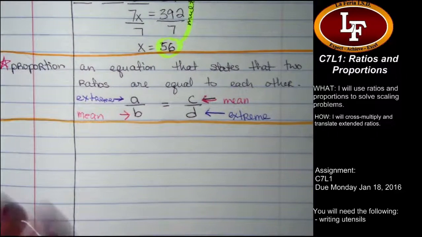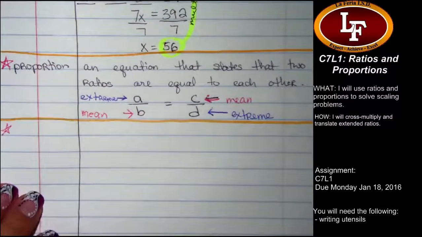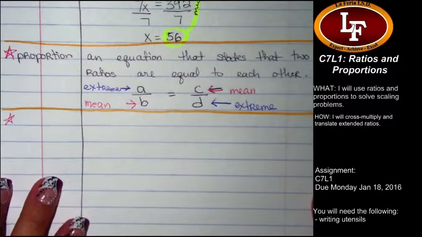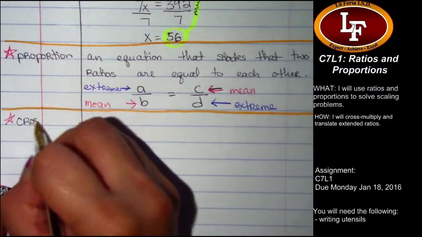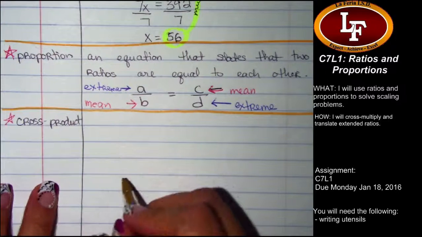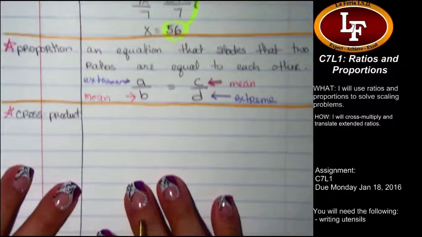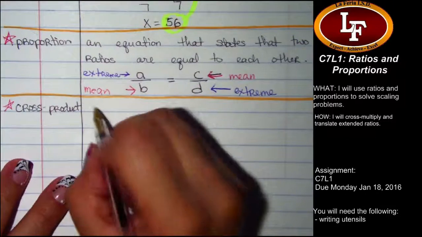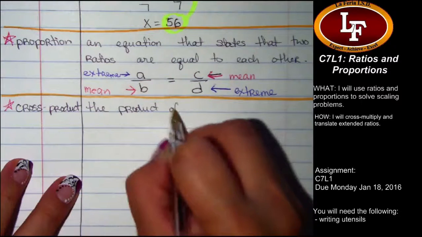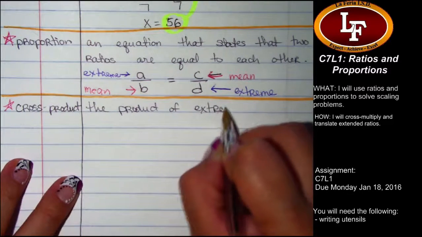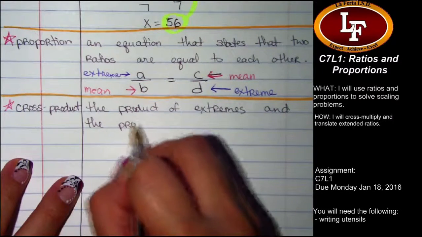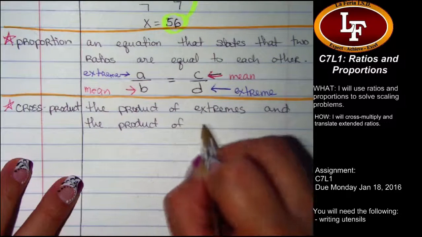We need this anatomy to give us the very next concept. Instead of cross multiply, though, we're going to use the word cross product. But you're going to see real quickly it's going to mean almost exactly the same thing. The cross product is the product of the extremes and the product of the means.